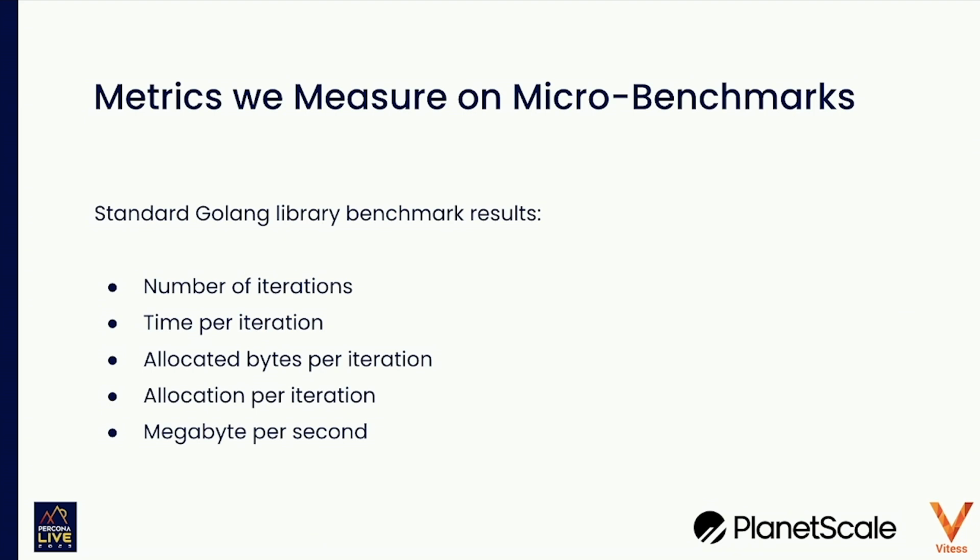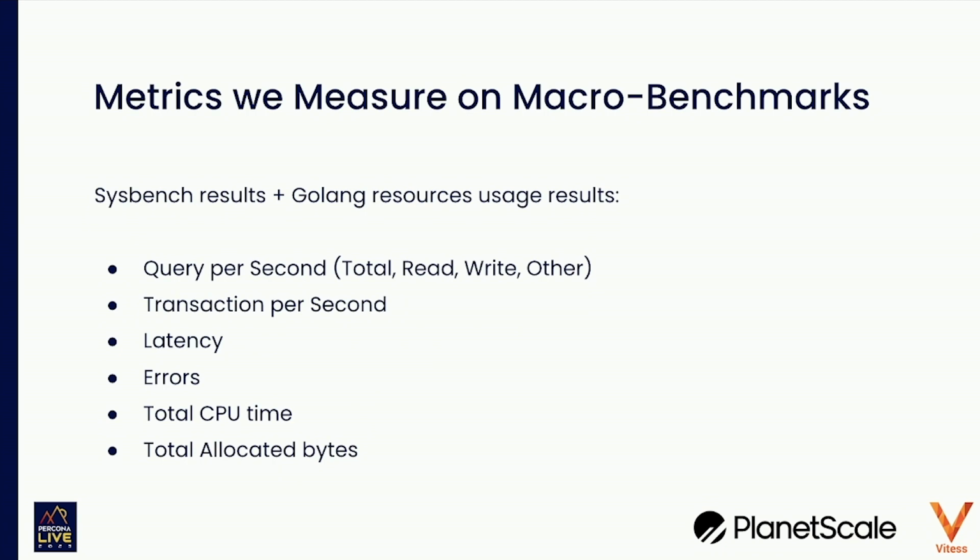So what kind of metrics do we measure for both micro and macro benchmarks? Let's start with micro. We just use the normal Golang library benchmarking results, which are number of iterations, the time spent on those iterations, allocated bytes for those iterations, number of allocations per iteration, and then the megabytes per second. And for macro benchmarks, we measure queries per second, transactions per second, latency, errors, and then the total CPU time that was used for both VTGate and VTTablet, and also the total allocated bytes for those 2 components.